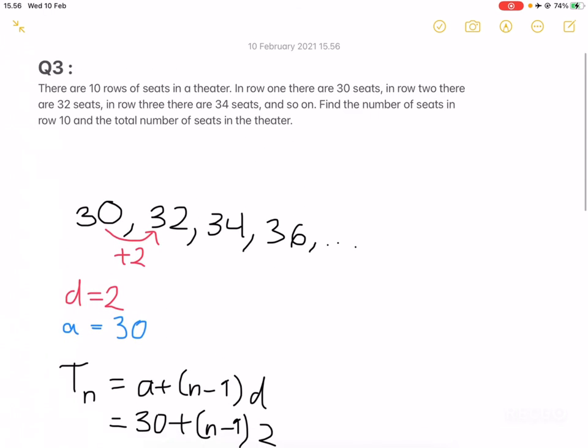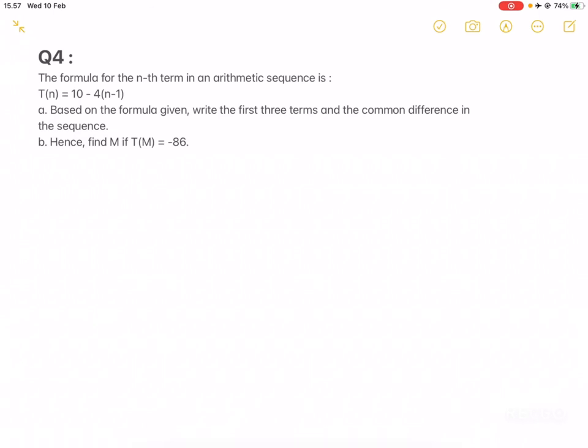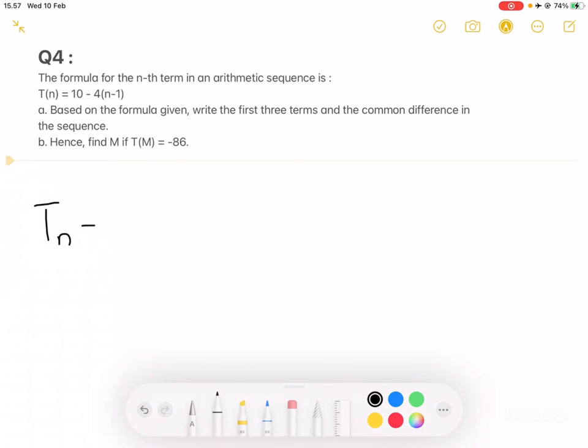Anyways, there will be one more example of this type of questions. For the last one, it is pretty interesting. So instead of being given the sequence, we're actually given the formula. In this case, it is known that the formula is t of n is equal to 10 minus 4 in parentheses n minus 1. And based on the formula given, write the first 3 terms. So we need to write t1, t2, and t3.